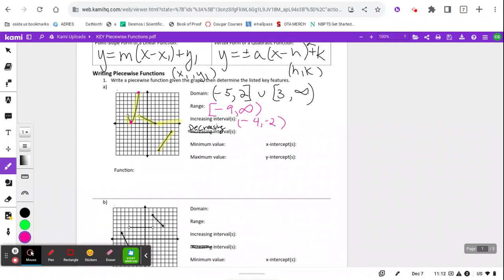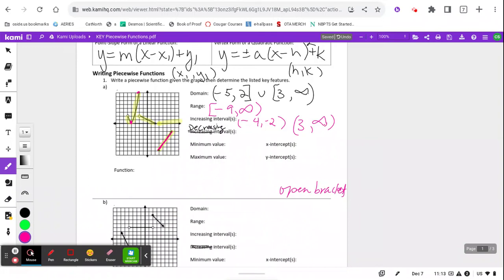And then there's also a section increasing right here, that's from 3 to infinity. Whenever I'm doing increasing, we're talking about something that's happening between 2 dots. So we always use open brackets on all increasing and decreasing intervals. It's what's happening in between 2 spots.